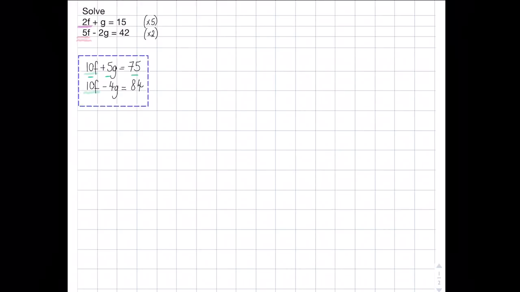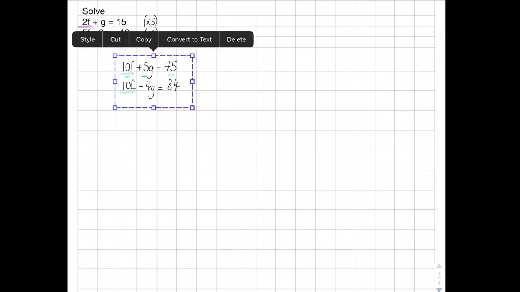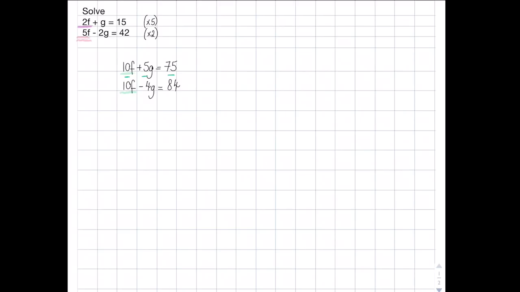Just going to move this over a little bit so it's a little bit more centralized. So on the top I have 10f take away 10f. That bit will just give me nothing, so I don't need to write anything there. If you really want to write a 0, you can. Then I've got positive 5g, so I could write that on the side. Take away, in green, negative 4g. Now the two negatives become a positive. You've got to be really careful here. So that bit turns into 9g.